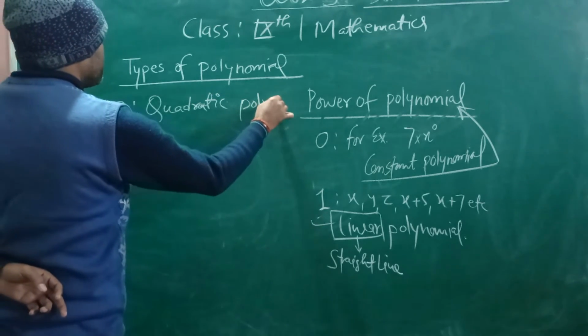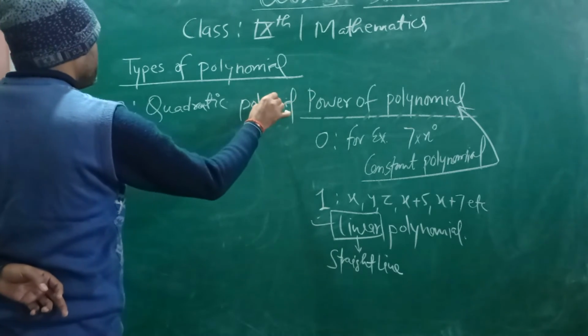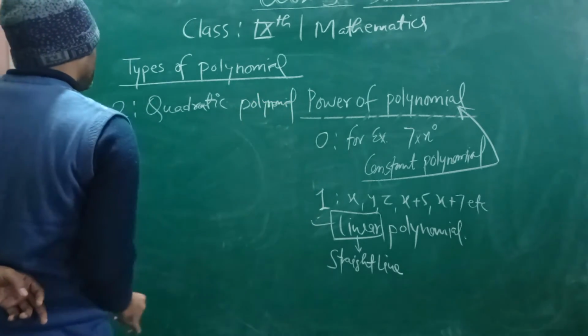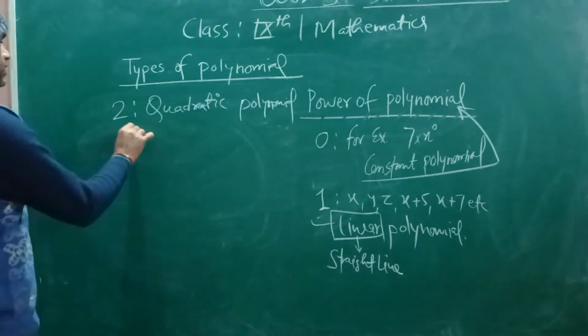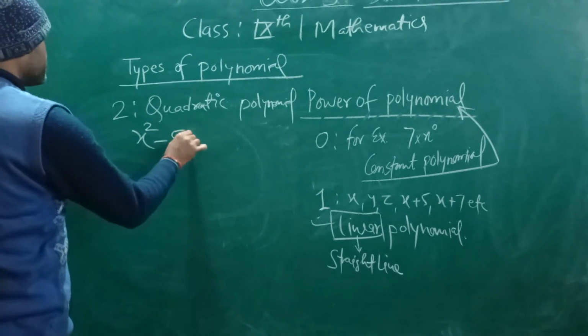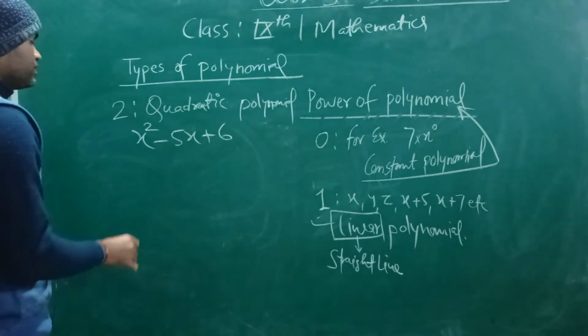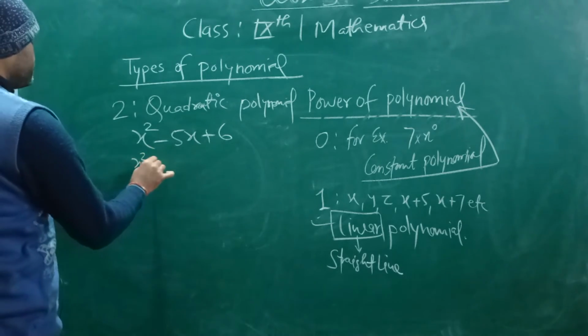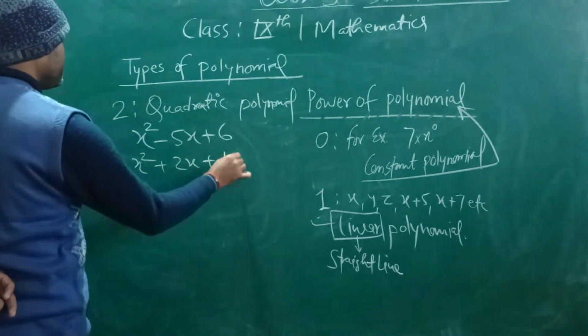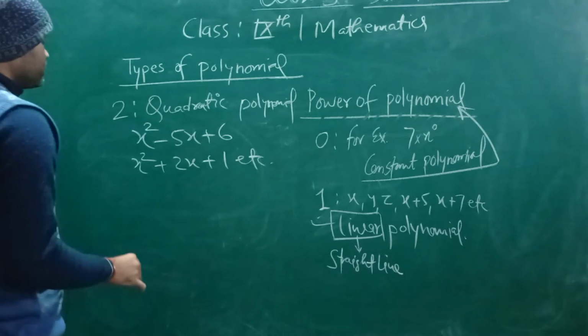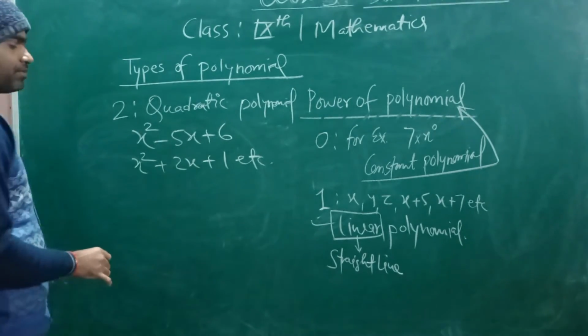In case of power 2, the polynomial is called a quadratic polynomial. For example, x square minus 5x plus 6, x square plus 2x plus 1, etc. These are the examples of quadratic polynomial.